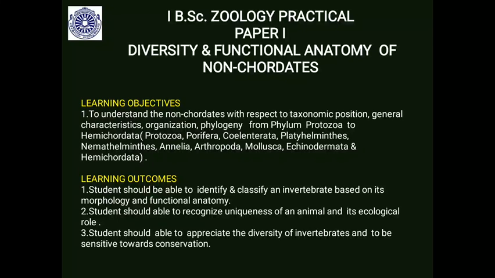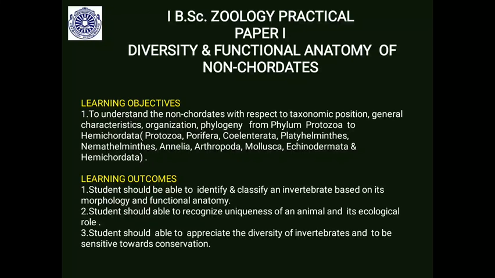So here the learning objective is to understand the non-chordates with respect to taxonomic position, general characteristics, organization, and phylogeny, from the phylum Protozoa, it starts with phylum Protozoa to Hemichordata, the last one you are going to study. So in this evolutionary sequence, you are going to study the taxonomic position, general characteristics, organization, anatomy and phylogeny of phylum Protozoa, Porifera, Coelenterata, Platyhelminthes, Nemathelminthes, Annelida, Arthropoda, Mollusca, Echinodermata and Hemichordata specimens in the practicals.